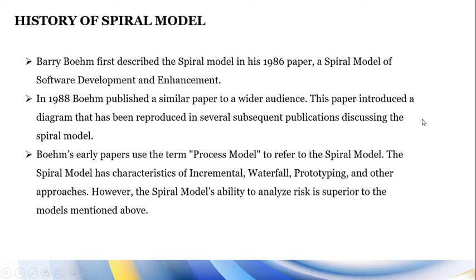History of the spiral model. Barry Boehm first described the spiral model in his 1986 paper, A Spiral Model of Software Development and Enhancement. In his early papers, he used the term process model to refer to the spiral model. This model has the characteristics of incremental, waterfall, prototyping, and other models.